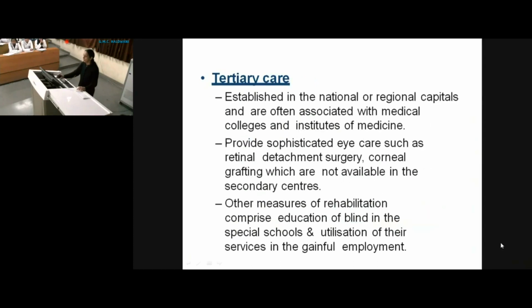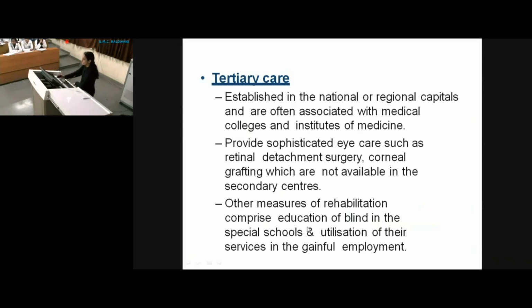At tertiary level, this is established in the national or regional capital and often associated with medical college and institute of medicine. They provide sophisticated eye care such as retinal detachment surgery, corneal grafting. These are not available at the grassroots centers.